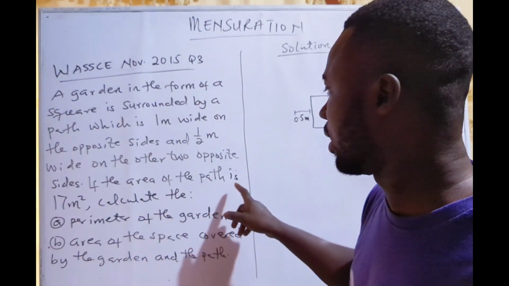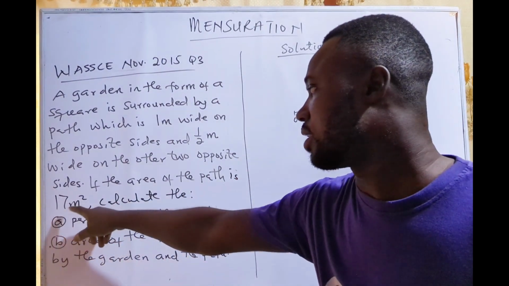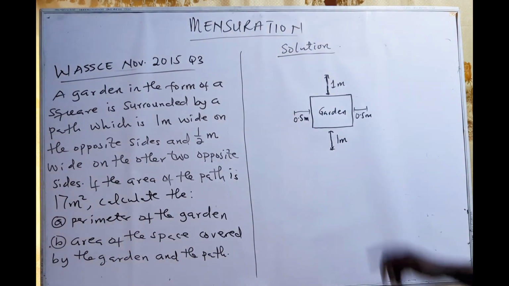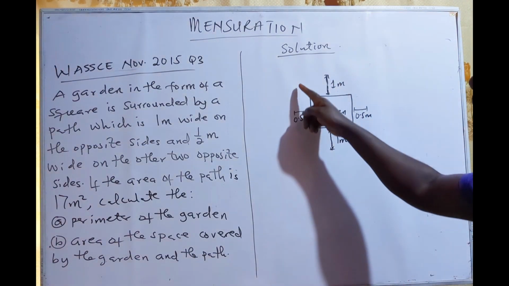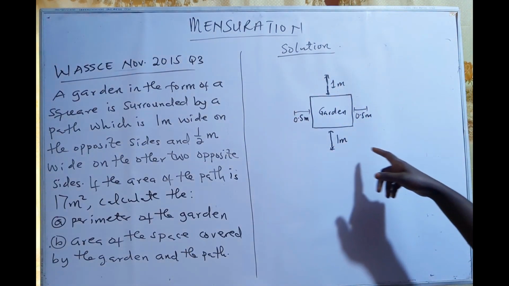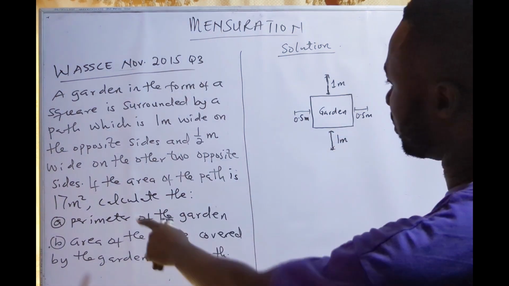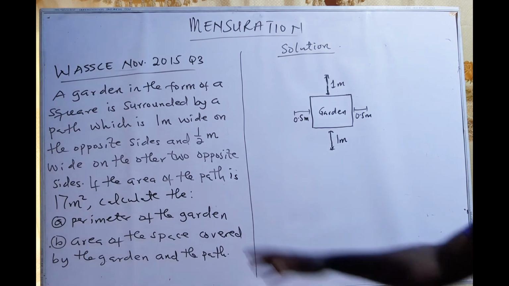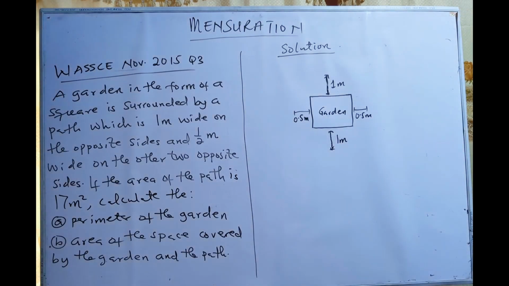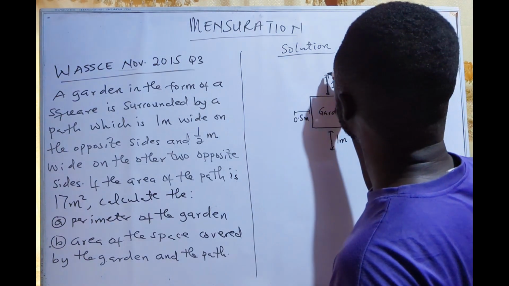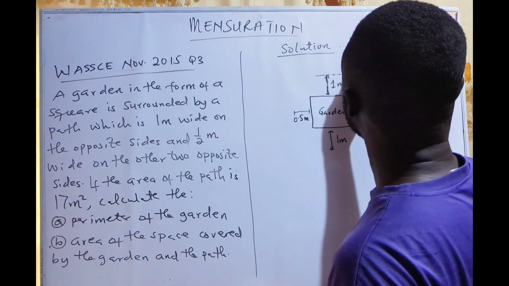If the area of the path is 70 meters squared, so the area of the path, here 1 meter, here 0.5, here 1 meter, here 0.5. The area is 70 meters squared. Now I have to calculate the perimeter of the garden and then the area of the space covered by the garden and the path. Okay, so let me join. The path will be something like this.